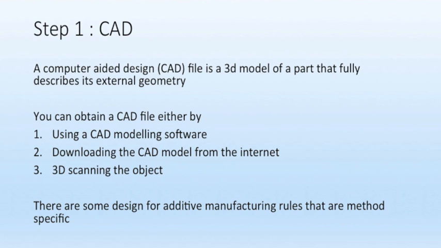It's also important to know that there are design for additive manufacturing rules when you are 3D modeling your part. So if you know certain limitations of the process that you're going to use, the better you can design it in the 3D model, then it's easier to print afterwards. So this is quite important to know.